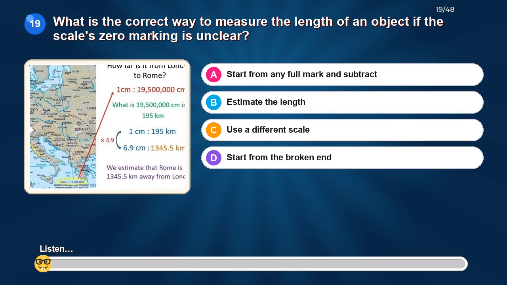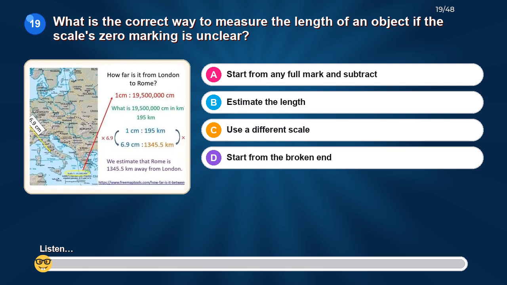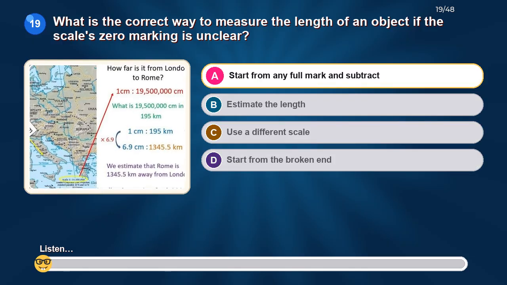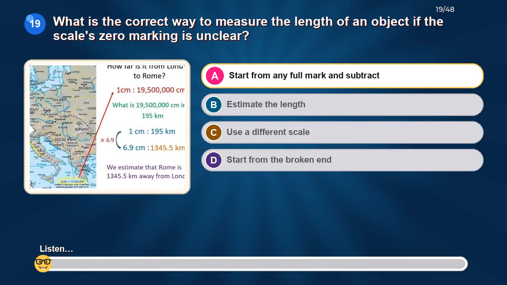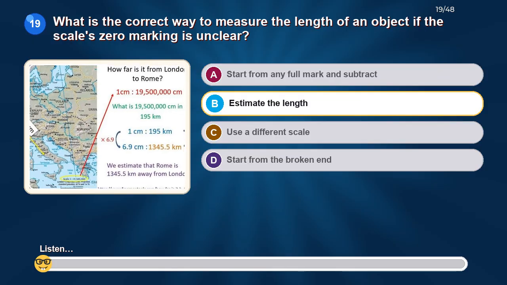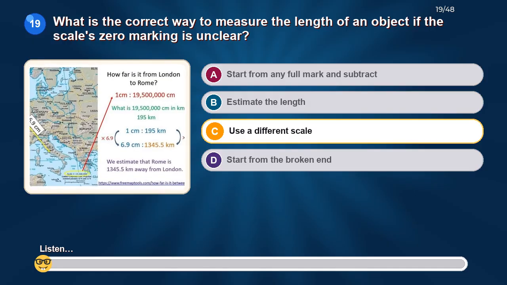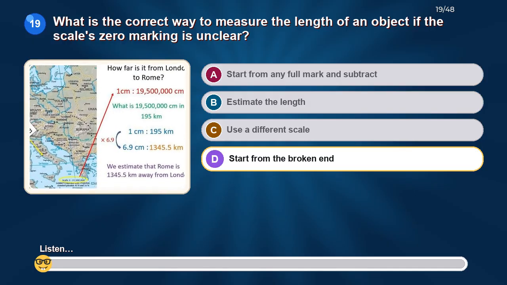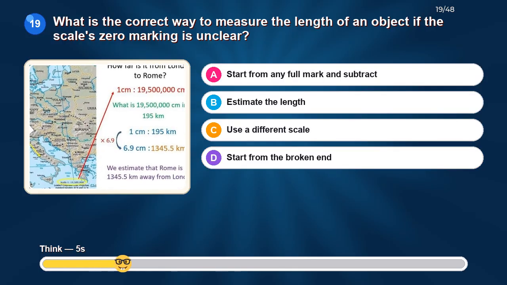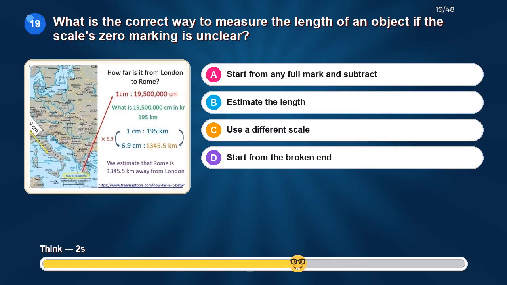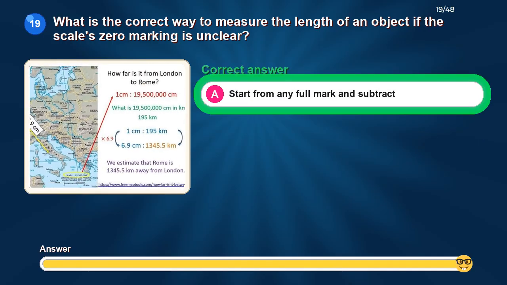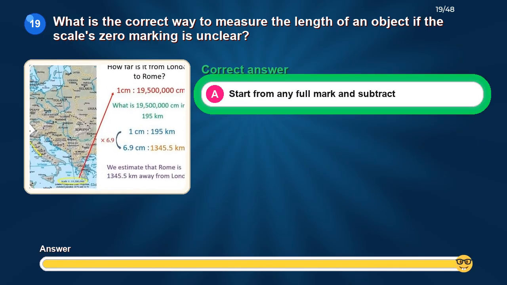What is the correct way to measure the length of an object if the scale's zero marking is unclear? Option A, start from any full mark and subtract. Option B, estimate the length. Option C, use a different scale. Option D, start from the broken end. The correct answer is, start from any full mark and subtract.